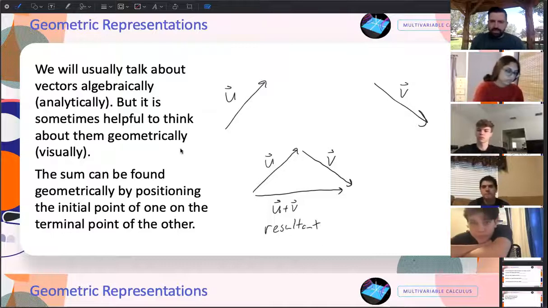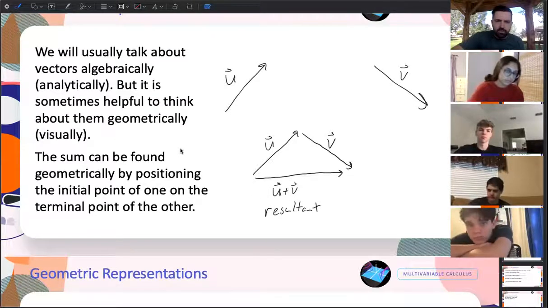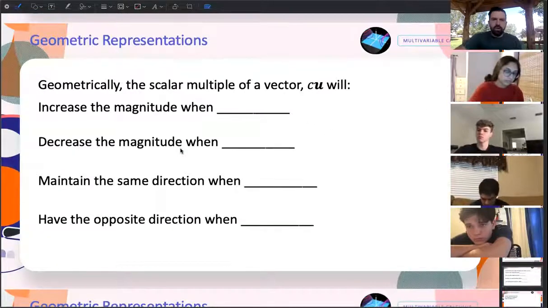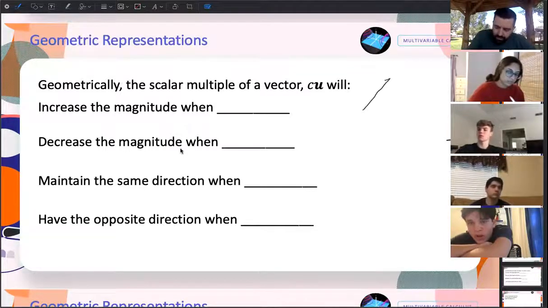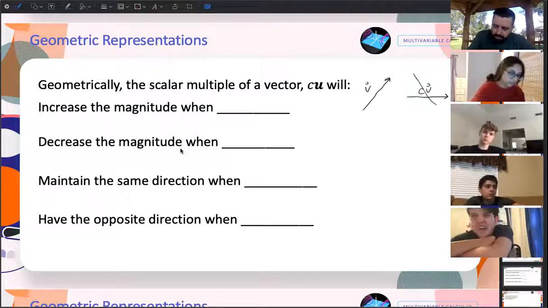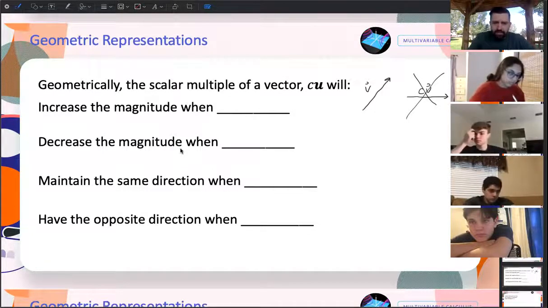Okay, scalar multiples. You should realize that scalar multiples will only do two things: either change the magnitude or change to the opposite direction. A scalar multiple will never go like v and then all of a sudden have it go this way. That can't happen. It's either going to make it a different magnitude but the same direction, or the opposite direction, meaning literally the opposite way.